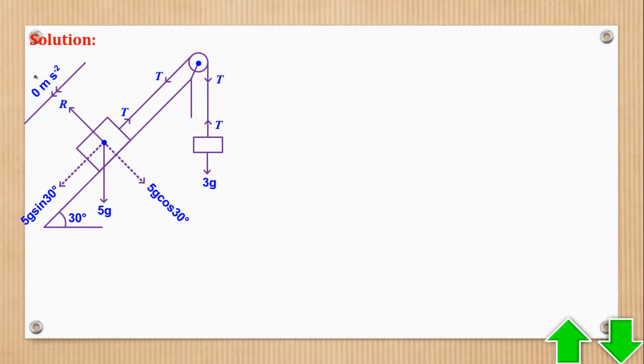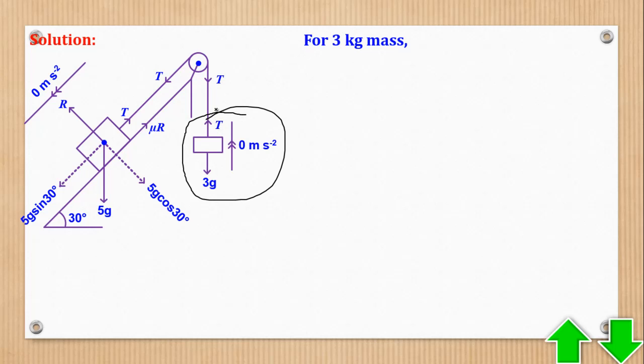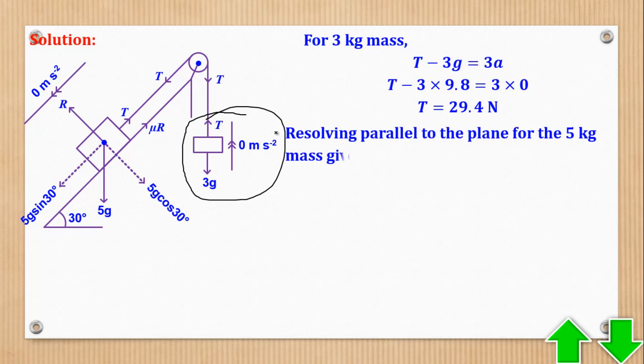So it's preventing it from moving downwards. That's why here acceleration is 0. And also there, since it is rough, friction will oppose motion. So for the 3 kilogram mass, we are interested in these forces. It means that T minus 3g is equal to 3a, but the acceleration is 0, so T is equal to that. Then resolving parallel to the plane for the 5 kilogram mass, the forces we're interested in are these ones.